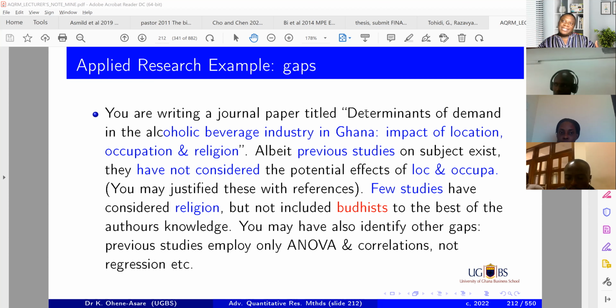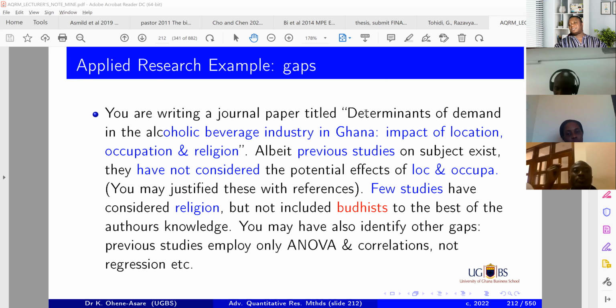And so you now say that none of them have included Buddhism as one of their religions in the analysis, to the best of your knowledge. None of them have included Islam, to the best of your knowledge. Maybe they've considered Christianity, but other religions are there. And so the essence of your thesis is to unveil those gaps. One, gaps related to occupation.